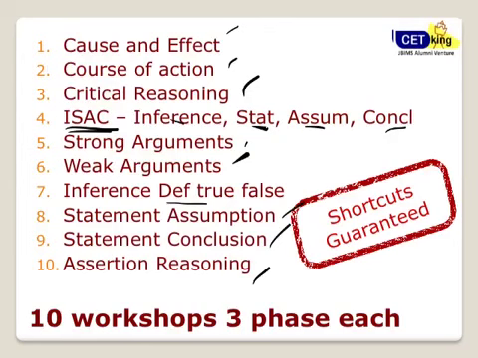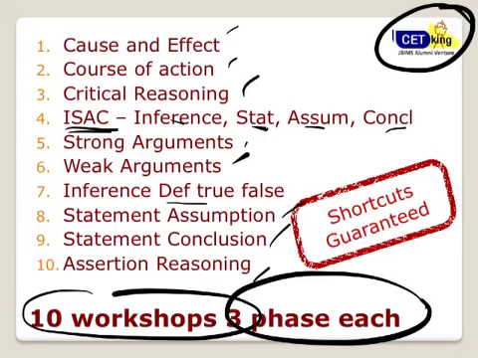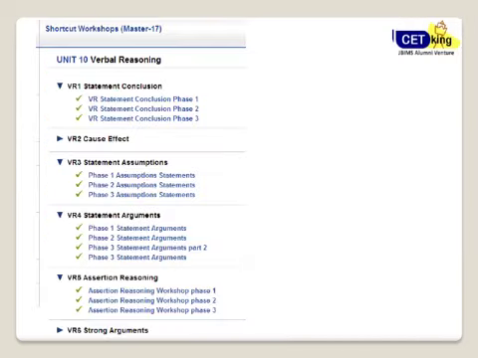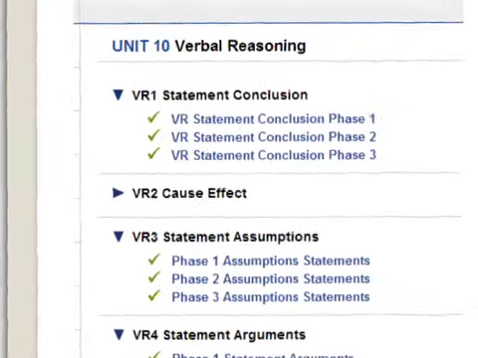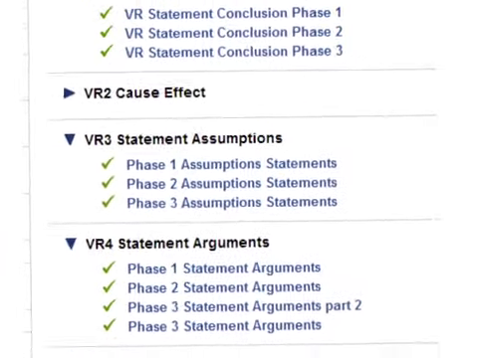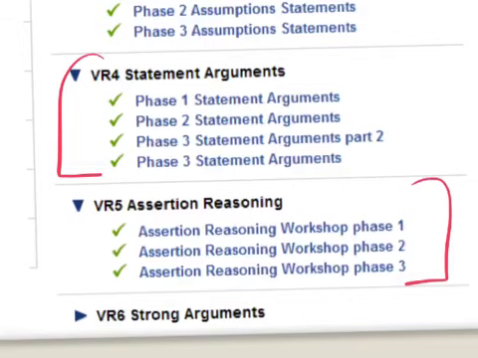And if you are joining us at Cetking, we are going to have 10 workshops on each of them with three phases. Phase 1, phase 2, phase 3 for each of the topics. So total 30 workshops are going to be there, obviously with the promise that there will be shortcuts, everything will be covered. This video is going to give an example of how we are going to go about that. That's how your dashboard will look once you log in. Unit number 10 is your verbal reasoning. Statement conclusion, phase 1, phase 2, phase 3. Statement assumption, phase 1, phase 2, phase 3. Statement argument, phase 1, phase 2, phase 3. Assertion reasoning. Like this, all the topics have phase 1, phase 2, phase 3.